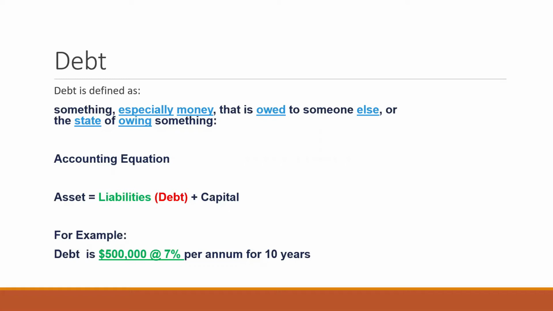So in terms of the concept of debt, let's say a company borrows 500,000 and the interest rate is 7% per annum for 10 years. So the company that borrows the money needs to ensure that they have enough cash to service the 500,000 at 7% per annum.